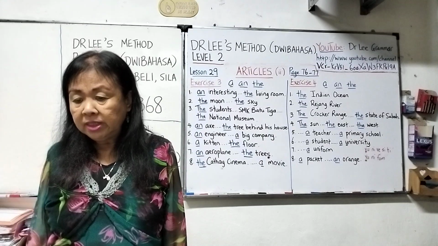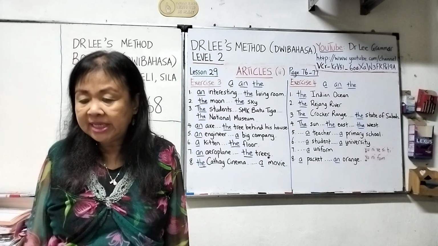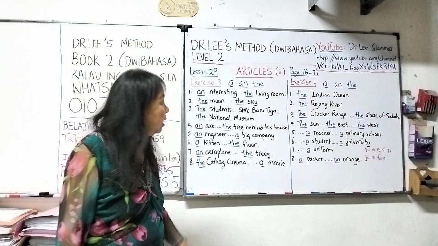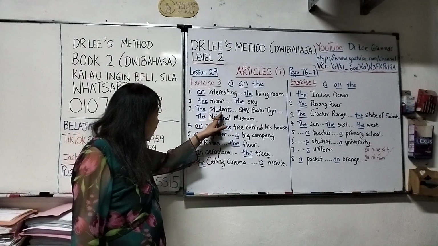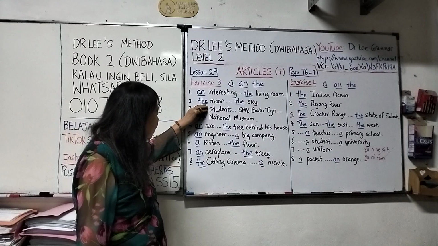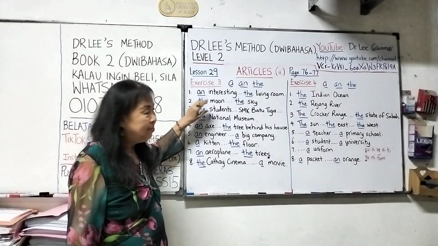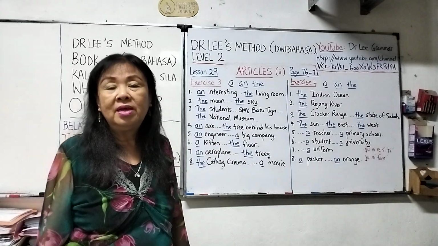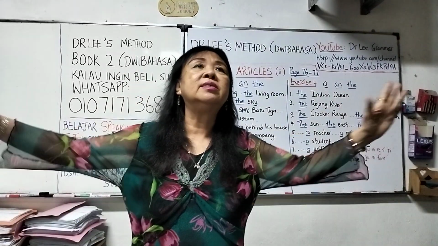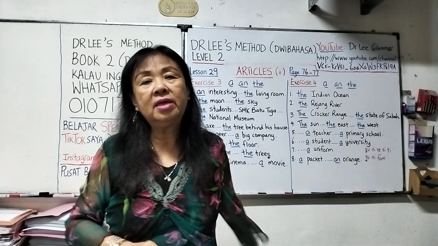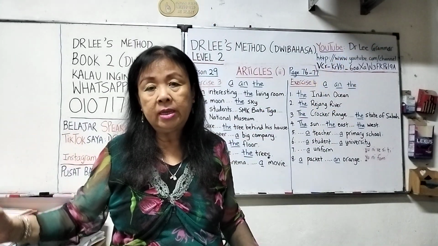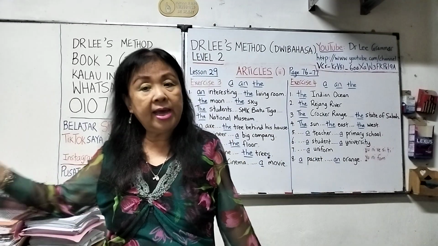Number 3, the students of SMK Batu Tiga visited the National Museum last year. So you can see that it is not students, but the students. Why? Because you are talking about SMK Batu Tiga students. So what is the difference between students and the students? Girls and the girls, boys and the boys, cats and the cats.